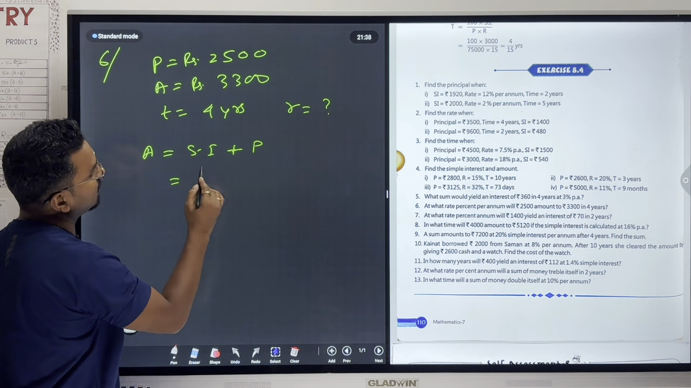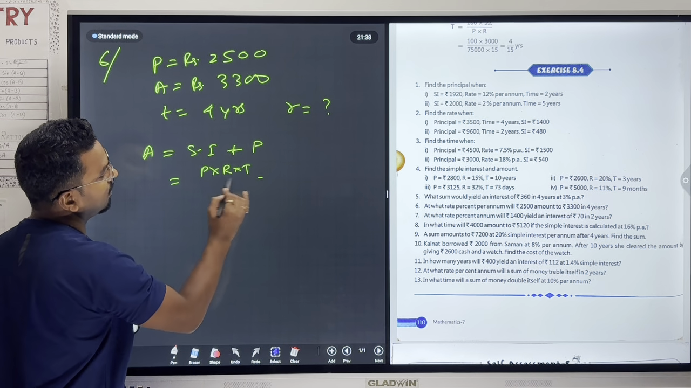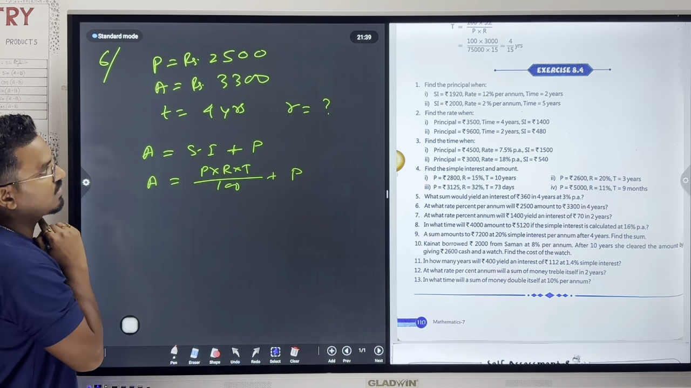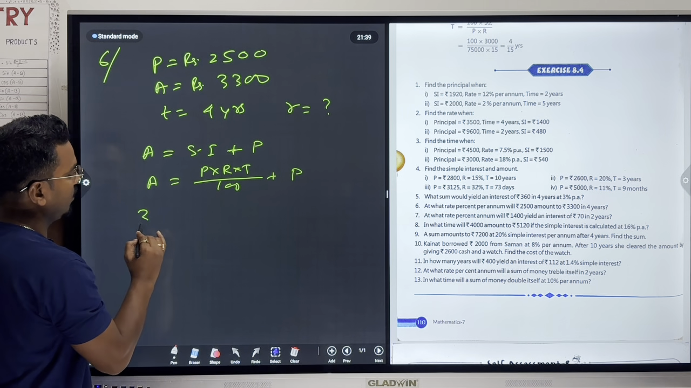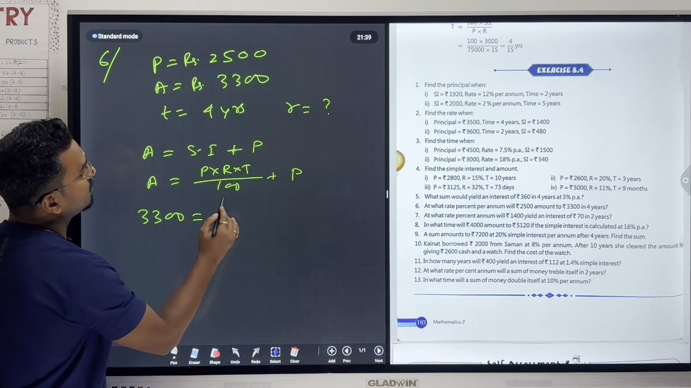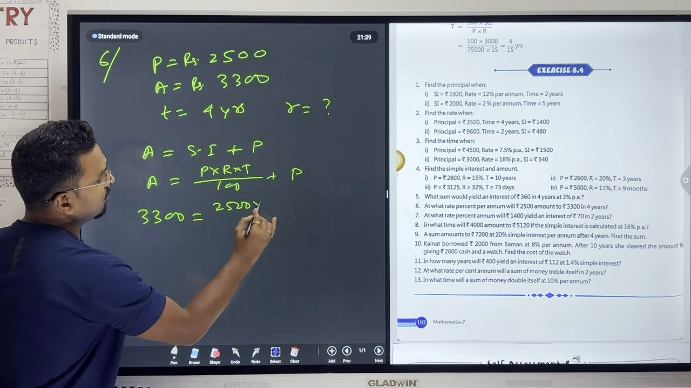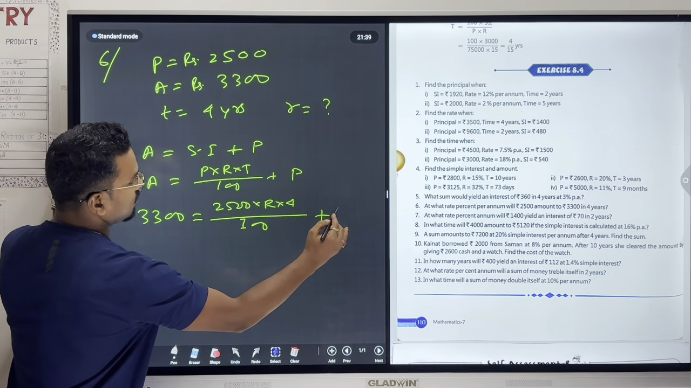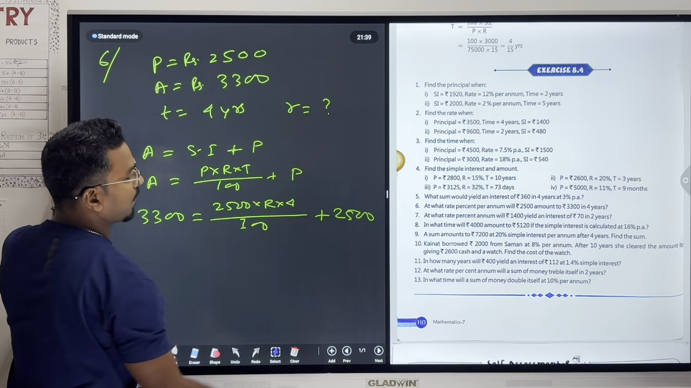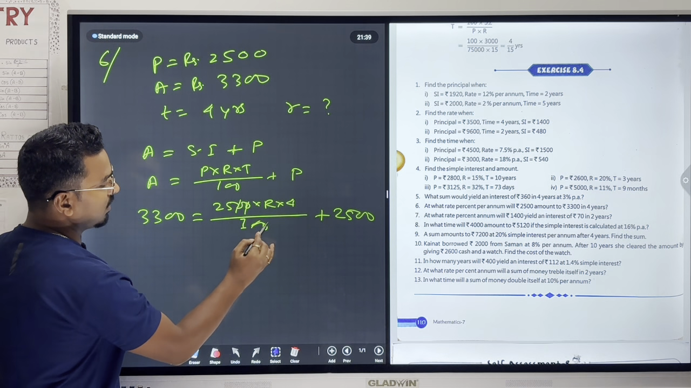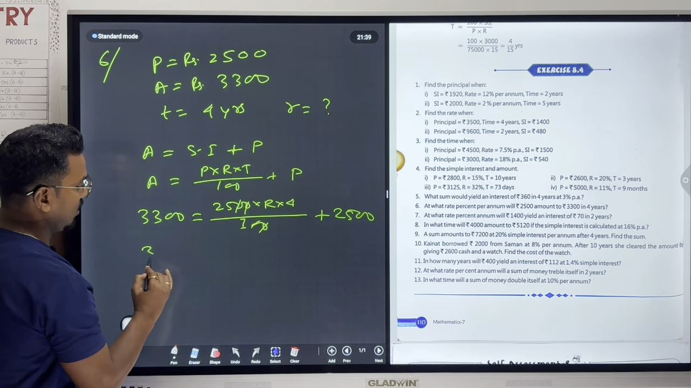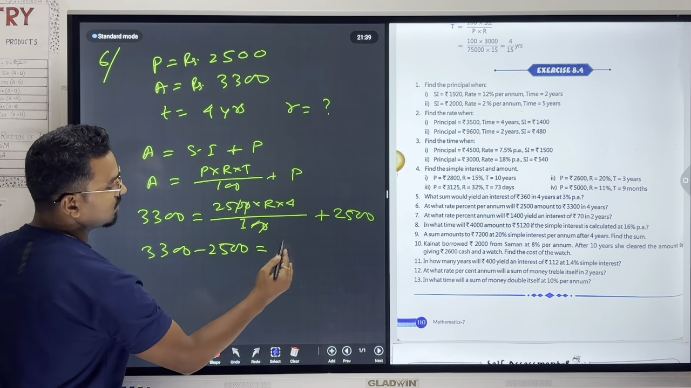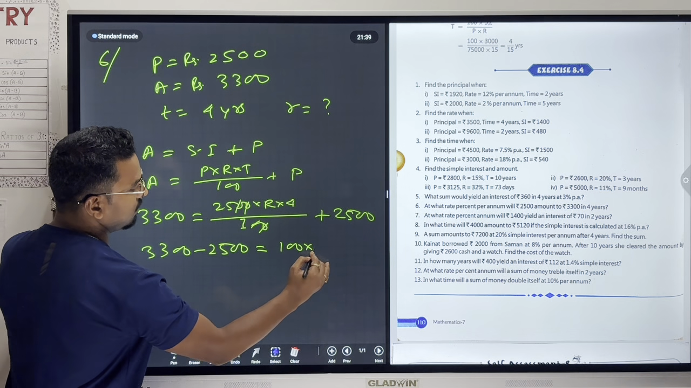So simple interest, what is the formula? P into R into T by 100, plus P, is the amount. So you just replace the values. Amount is given 3300, principal is given 2500, rate is not given, time is given 4, divided by 100, plus 2500. So 20 will get cancelled. You bring this to the other side, 3300 minus 2500, and 25 into 4 is 100 into R.